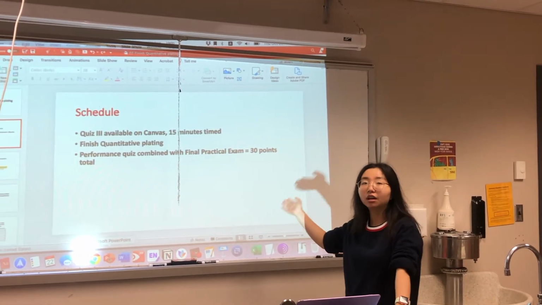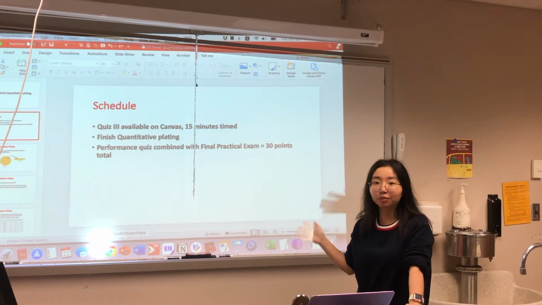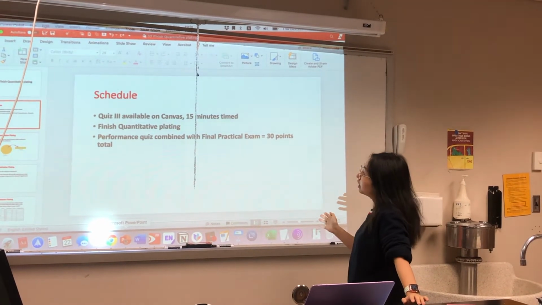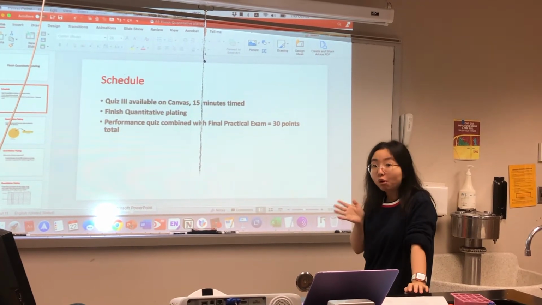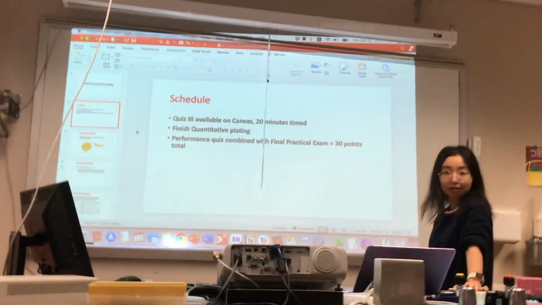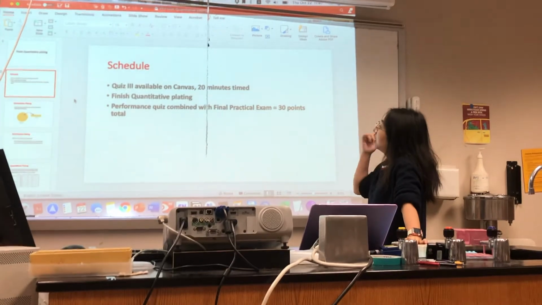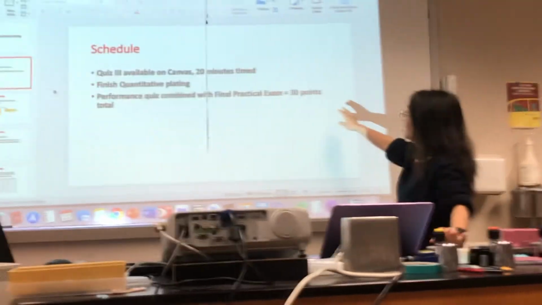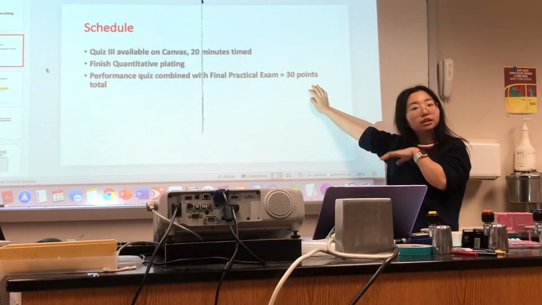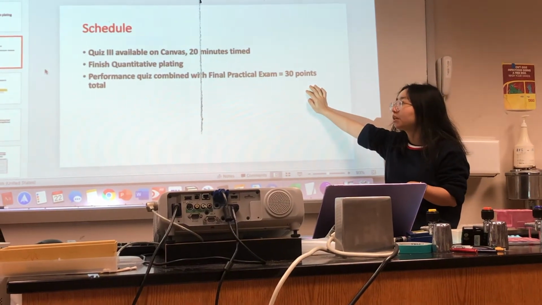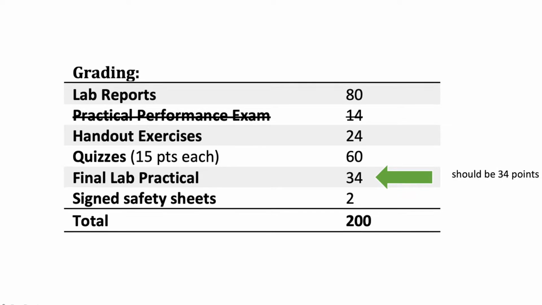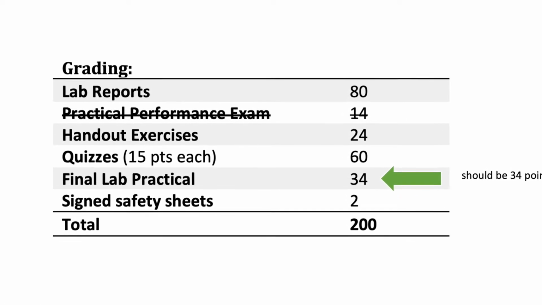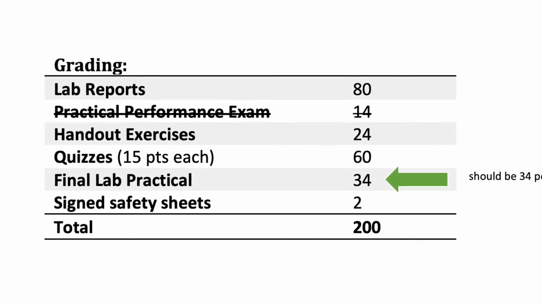For the finishing of the quantitative plating experiment, I first need to talk about our third quiz, which was 15 points and 10 minutes timed. And before we finish the quantitative plating, I need to talk about our performance quiz. Our midterm performance quiz will be combined with our final practical exam, which is 30 points total.